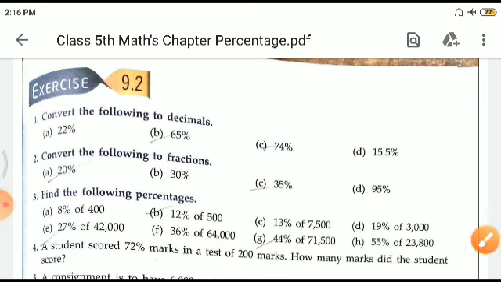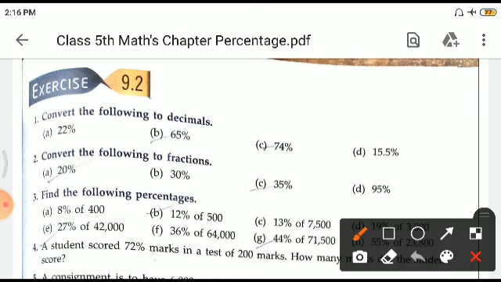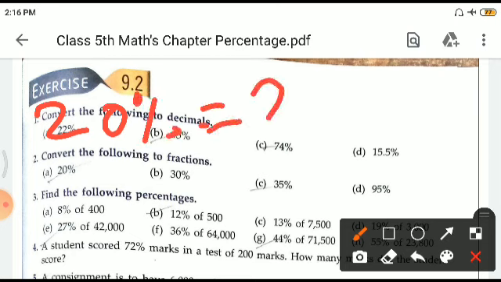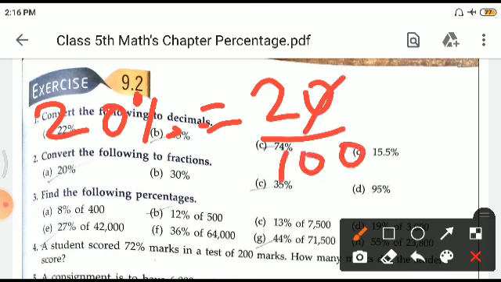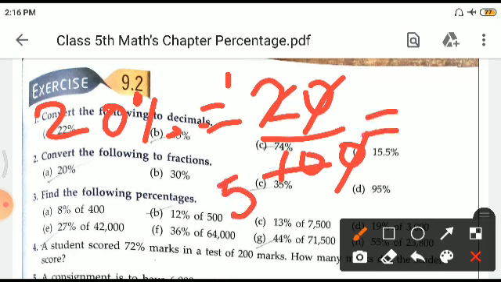So let me take up another question from the second part. Convert the following to fractions. Now this is very simple. 20%, its fraction will be 20 upon 100. 0, 0 cancel out, 2 ones are 2 and 2 fives are 10. So what will we get? We will get 1 as the numerator and 5 as the denominator.